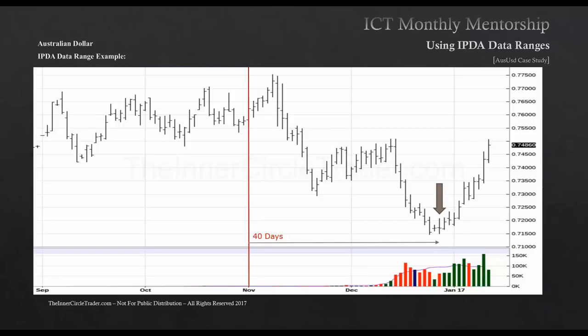But the point is the IPDA data ranges give you a means of looking back 20, 40, and 60 days from specific days and specific price points, because then you'll know what stops they're going to be reaching for above an old high and below an old low. It's not just, well, I'm looking for the most recent obvious high and low. No. It's not like that at all.